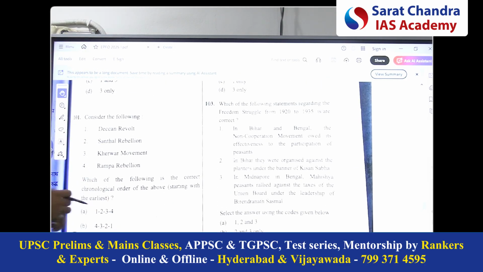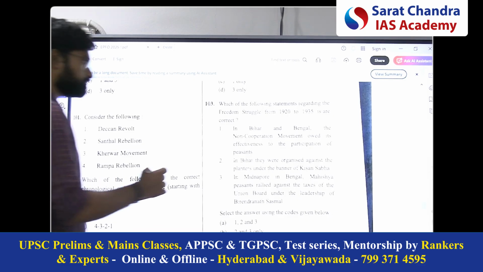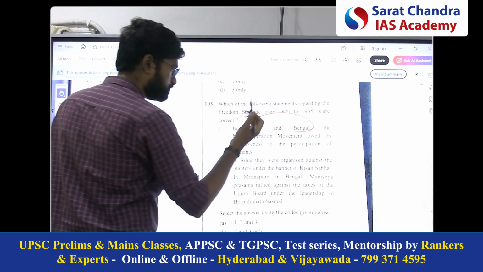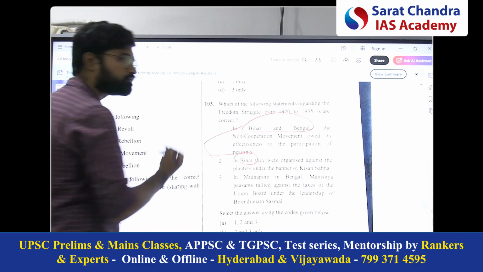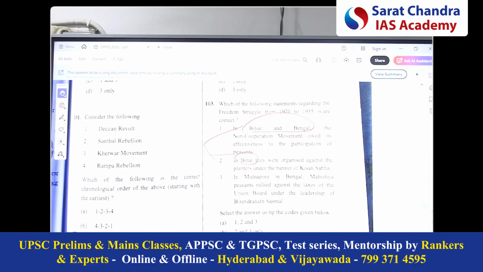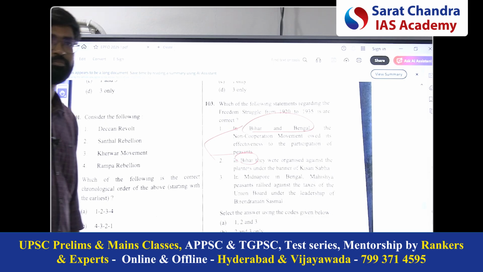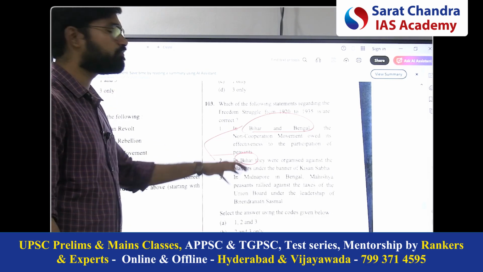Then, which of the following statements regarding the freedom struggle from 1920 to 1935 are correct? So they are asking whether Bihar and Bengal participated. In Bihar they were organized. Why do you think the question is more on Bihar? Elections. Bihar elections have recently happened. That's why more questions are on Bihar.